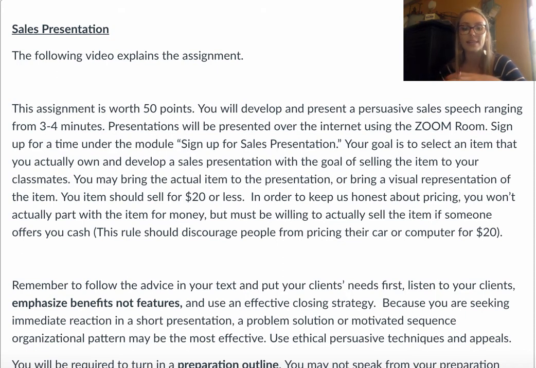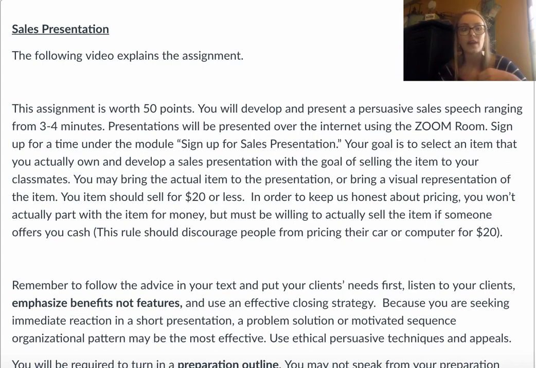Remember to follow the advice in your text to put your clients first. We always want to take a back seat and have that listening ear as we are selling. And guys, this is key: emphasize the benefits and not the features. How does this item fit into the person's life? How is it going to benefit them? Not specifically the features of the item. We don't want to focus on those quite as much.